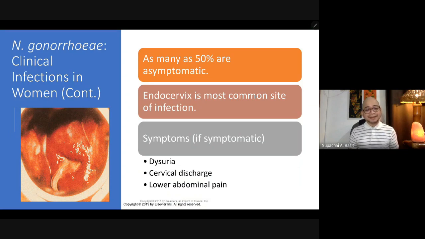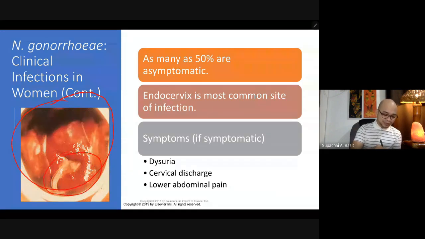How about in women? Okay. Almost 50% of women, whenever infected with gonorrhea, appear to be asymptomatic, meaning they will not show any signs and symptoms. And the endocervix is the most common site of infection. So this is an example of an endocervix that has gonorrhea. So you can see pus here.